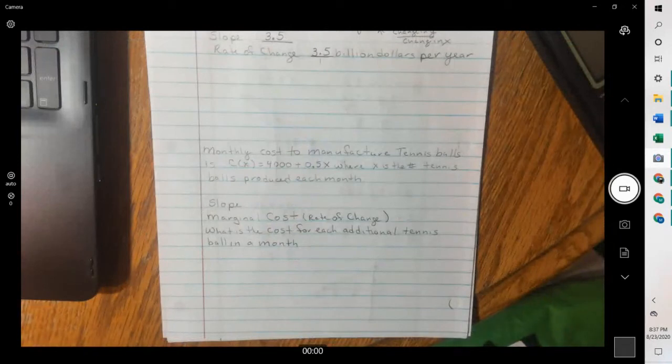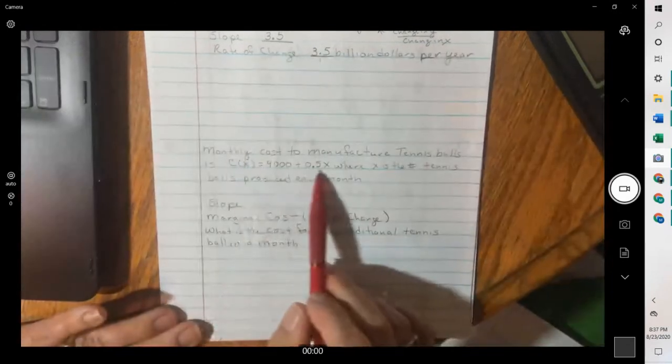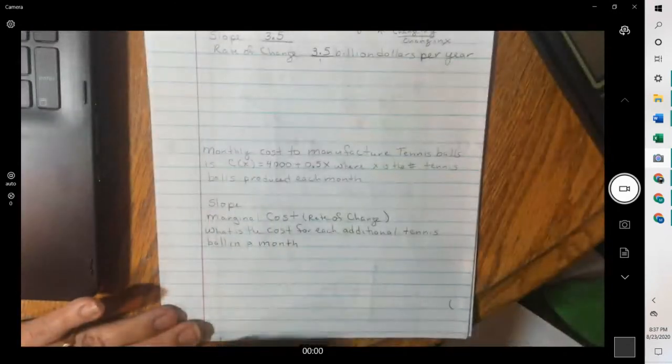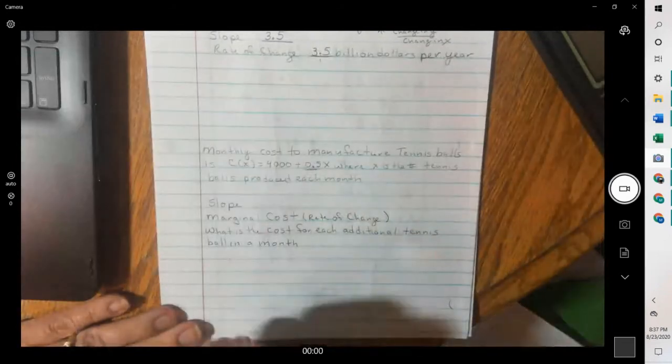The last one is monthly cost to manufacture tennis balls. C of x equals 4,000 plus 0.5x, where x is the number of tennis balls produced each month. So think about the slope. What would the slope be? If we look at this equation, it's in a little bit different order. The slope is always with the x, so the slope is the 0.5 or 1/2.